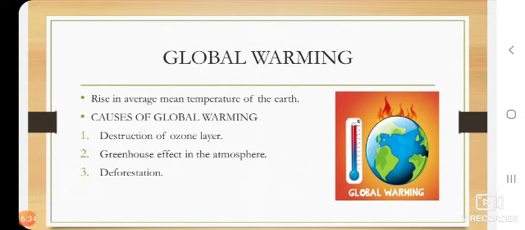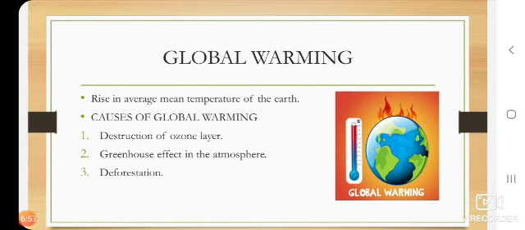And there are some causes we need to know. Children, this point is very, very much important from the examination point of view. You need to know the exact definition of global warming and why it is caused, the causes for global warming. The foremost important causes of global warming are the destruction of the ozone layer, deforestation, the greenhouse effects in the atmosphere, and so many.